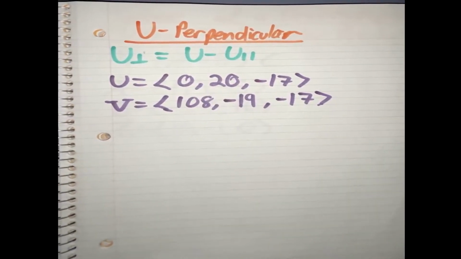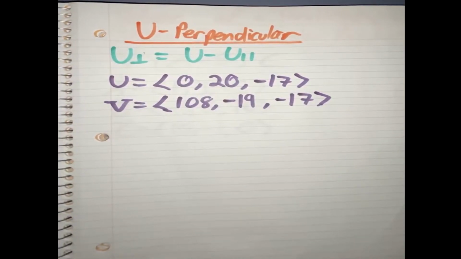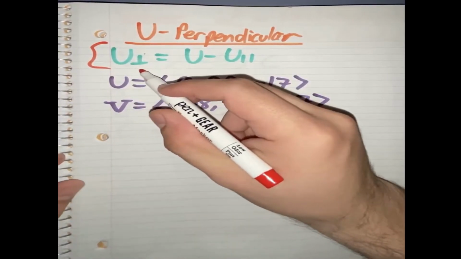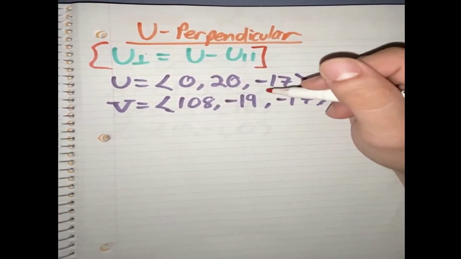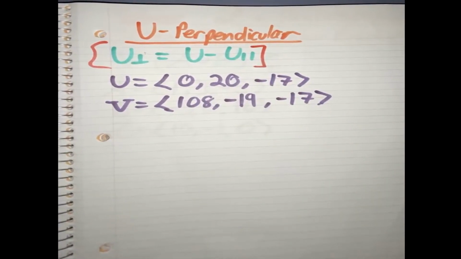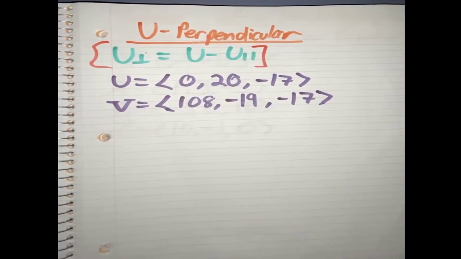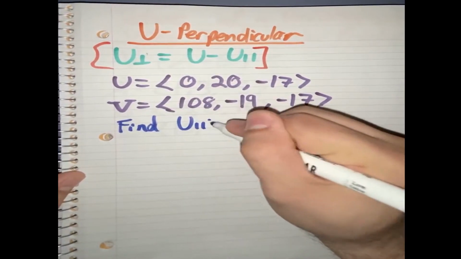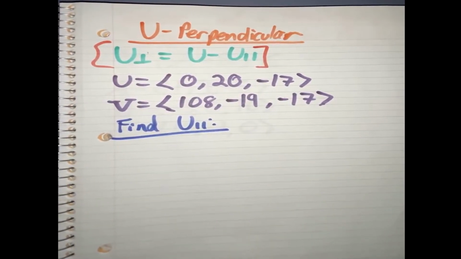Hello guys, so in this video we're going to go over how to find a vector that's perpendicular to our u vector. So here we're given this formula, u perpendicular. Every time you see this notation of an upside down T or a right angle, it means perpendicular. U perpendicular is equal to u minus u parallel. So the first step is we've got to find u parallel. If you don't know how to find u parallel, I have a video on that.